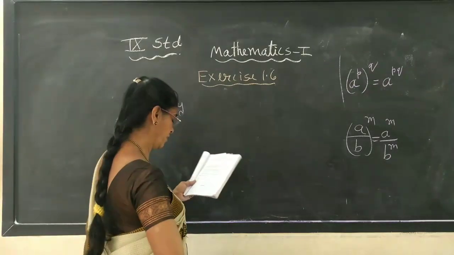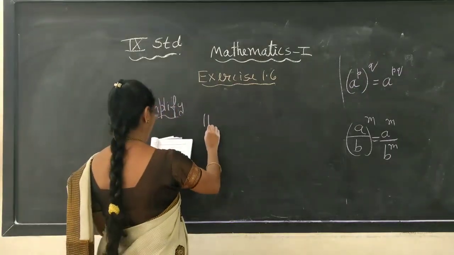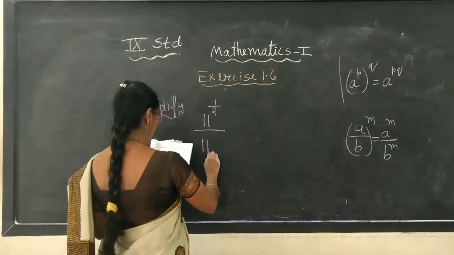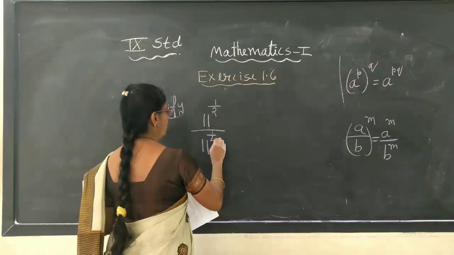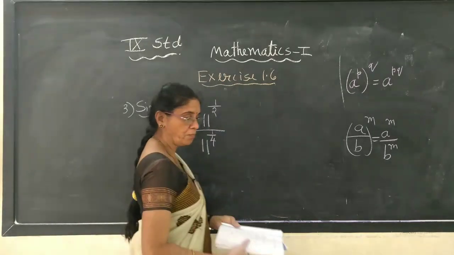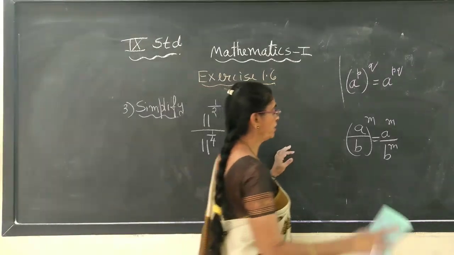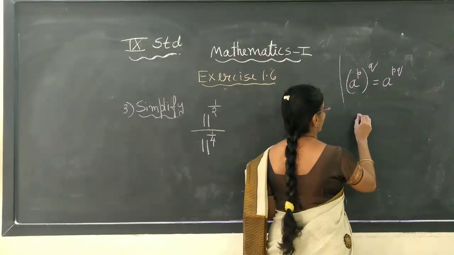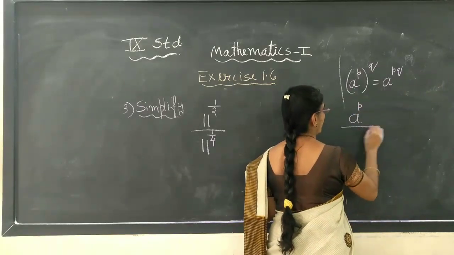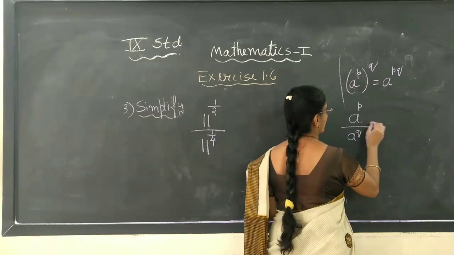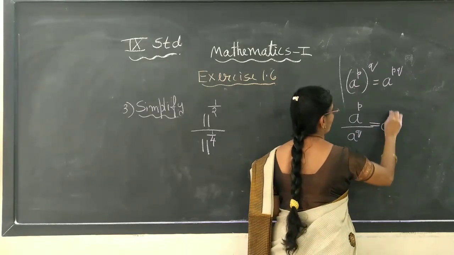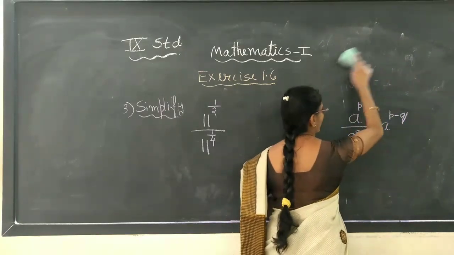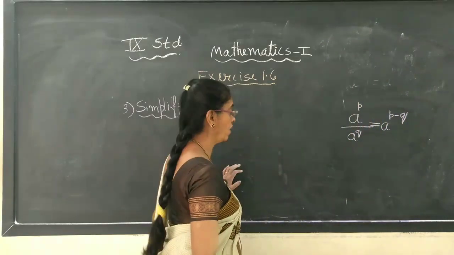Third one, 11 to the power of 1 by 2, divided by 11 to the power of 1 by 4. Base is same, but it is division. Instead of into, it is divide. So this is the law. A to the power of p divided by a to the power of q is equal to a to the power of p minus q. This law we have to apply now.